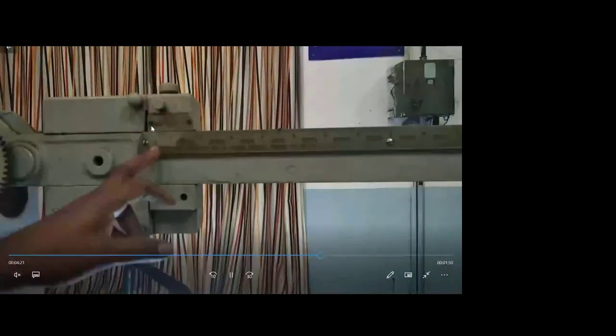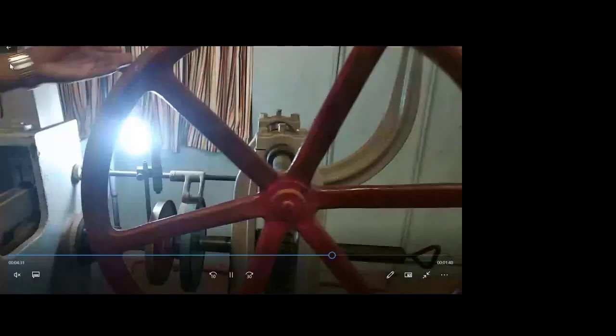Now see, the arm is to be made horizontal under the 0 0. Now it reads 0 0. It should be made horizontal by adjusting the tire weight.